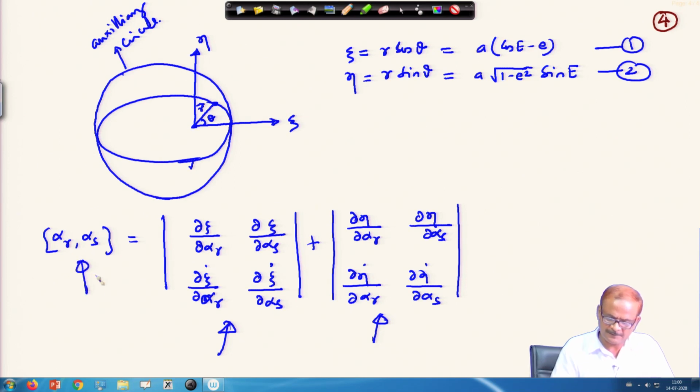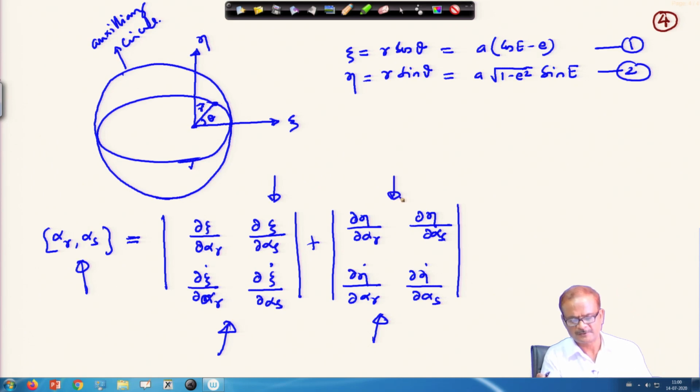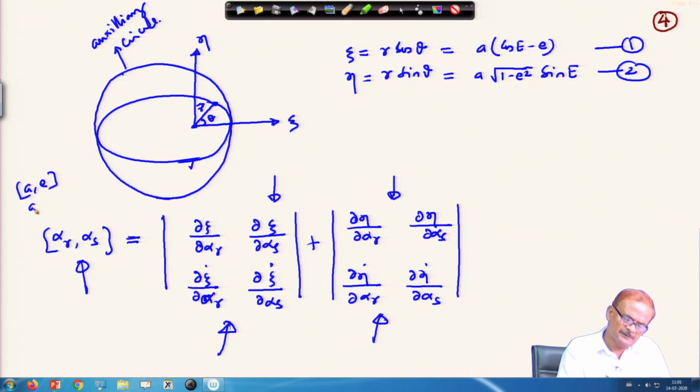This is the Lagrange bracket, and we have expanded it. So we need to evaluate these determinants or the Jacobian. Now, for evaluating each of them, we are going to use this in finding out quantities like da, de, dt, etc.